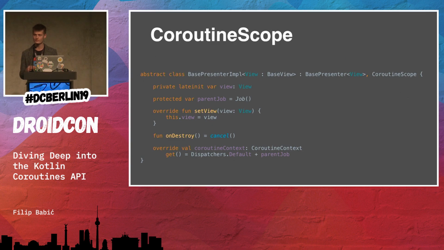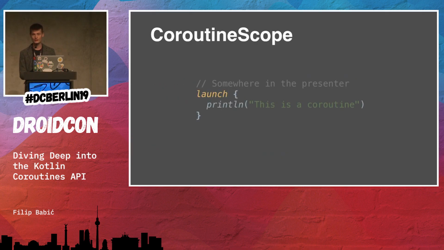But before you actually provide that coroutine scope, which will be used for every single coroutine you launch within this presenter or any other presenter implementation, you have to provide the coroutine context. Here we provided the context using the dispatcher's default and the parent job, meaning that whenever we have a coroutine, it will be launched within the parent job, and if we cancel the entire scope, all of the coroutines will be canceled as well, as I mentioned before. I'll go back to this coroutine context in a bit.